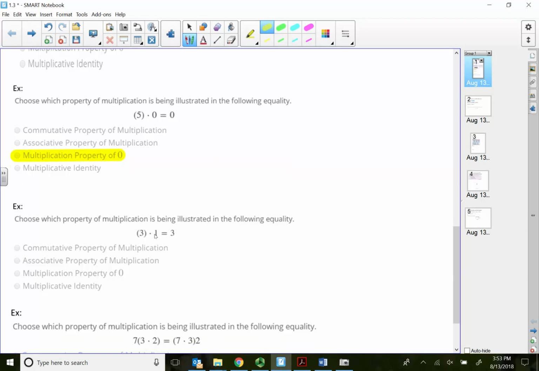1 is the identity. So every number is always times by 1. So that's called the identity property. Multiplicative identity.